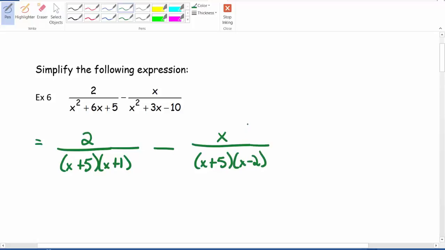Next, what we want to do is look and see what they have in common and what they do not have in common. Looks like they both have that x plus 5. The one on the bottom left has an x plus 1, whereas the other does not, so we're going to do the foo move with that x plus 1 over x plus 1 to get that x plus 1 on the bottom. This one over here has an x minus 2, whereas the one on the left does not. So we're going to multiply and do that foo move with that x minus 2 on the left side.